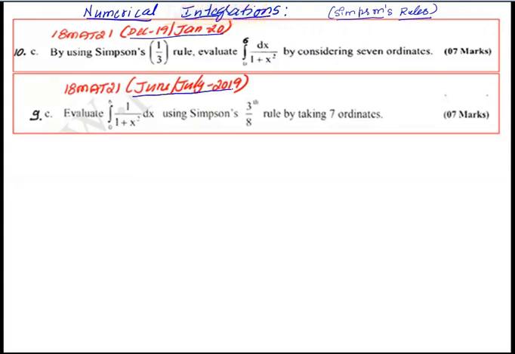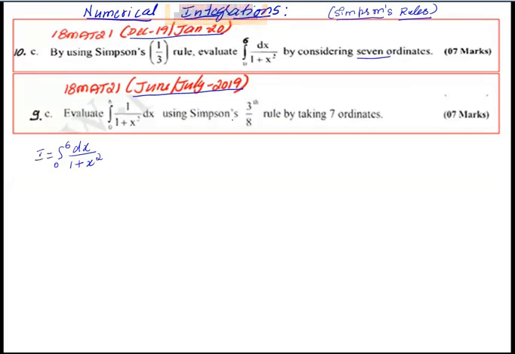in June, July 2019. Okay. So the question is the first one, 10C question. By using Simpson's 1 by 3rd rule, evaluate the definite integral 0 to 6 dx divided by 1 plus x square by considering 7 ordinates. Okay. And in June, July 2019, the definite integral is same.